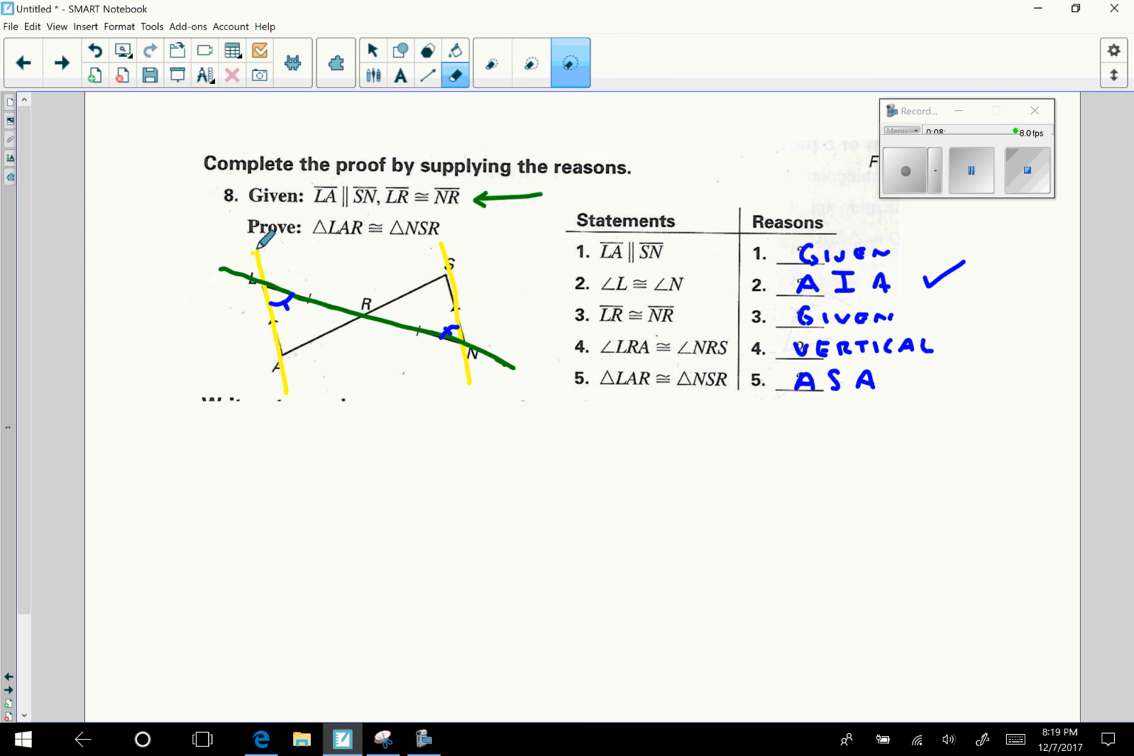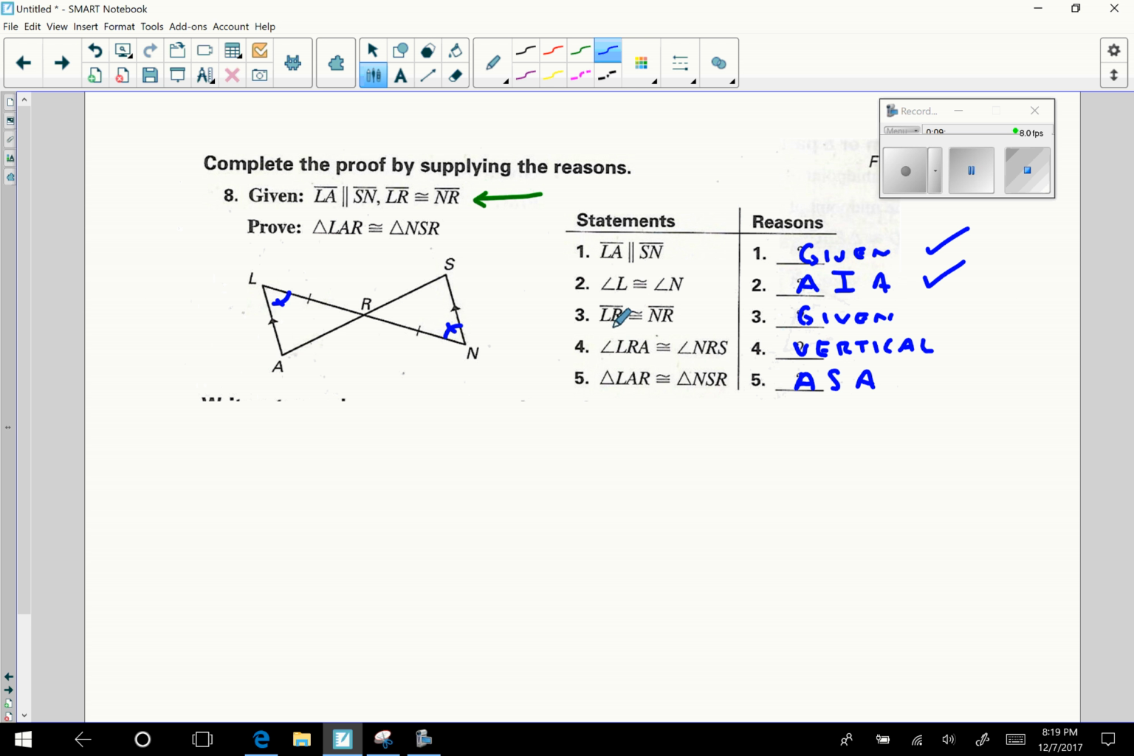I'm going to erase these lines and get back to the diagram in question. But from that, I do know that this angle is congruent to that angle. Angle L is congruent to angle N. So let's see if I can come up with a proof. LA is parallel to SN. That's given information. And now I know angle L is congruent to angle N because of alternate interior angles.